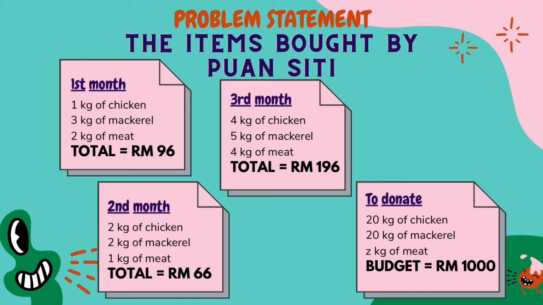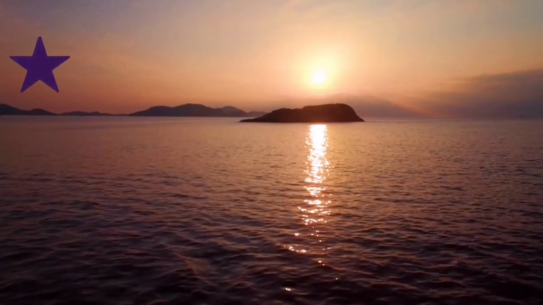When facing the COVID-19 pandemic, Puan City and her husband plan to donate some groceries to those in need. Before that, she needs to know the limit of each item that she can buy to prevent her from spending more than she can afford. The budget that has been set by Puan City for these 3 items is 1,000 ringgit. If Puan City decides to donate 20 kg of chicken and 20 kg of mackerel, how much meat can she donate to make sure that she achieves her goals?